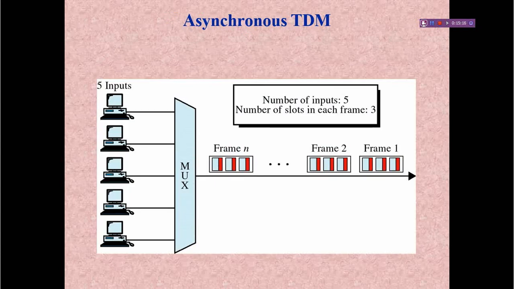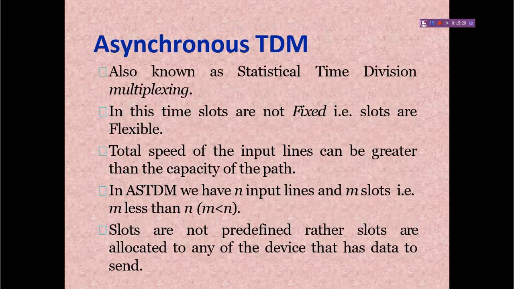Then the next is asynchronous time division multiplexing. Asynchronous time division multiplexing is also known as statistical time division multiplexing. In this, time slots are not fixed, that is, slots are flexible, and the total speed of the input lines can be greater than the capacity of the path. In ASTDM we have n input lines and m slots, where m is less than n. In synchronous time division multiplexing, the number of slots is always equal to the number of input lines, but in this case the slots may be fewer than the input lines.